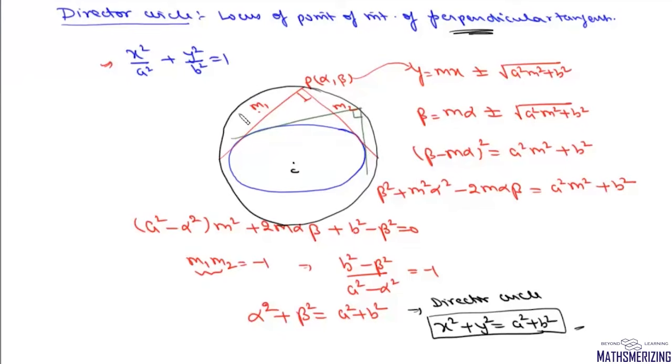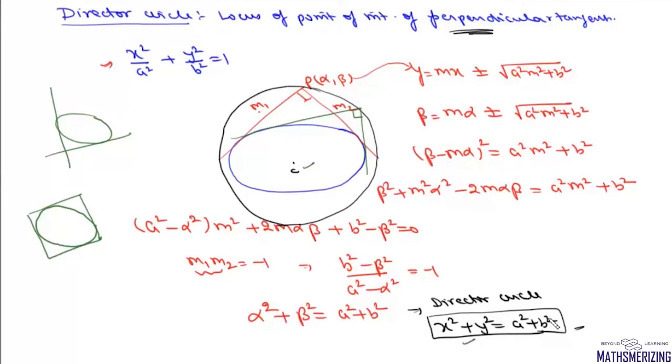We'll be using the concept of director circle when we have questions where, say for example, an ellipse such that it touches both x-axis and y-axis, or in the questions where an ellipse is inscribed inside a square. There we'll use condition of director circle, and center of this circle will be same as center of this ellipse and its radius will be under root of a square plus b square.